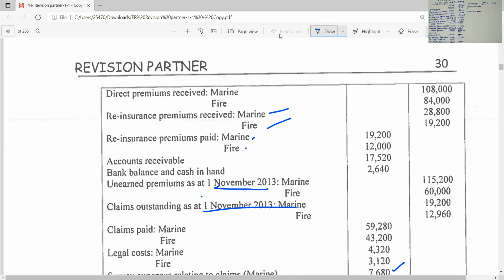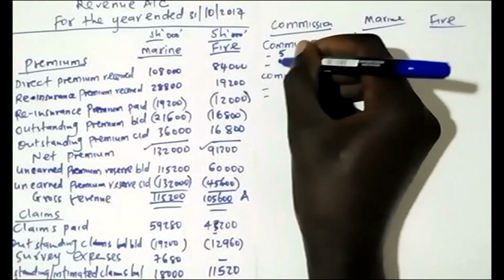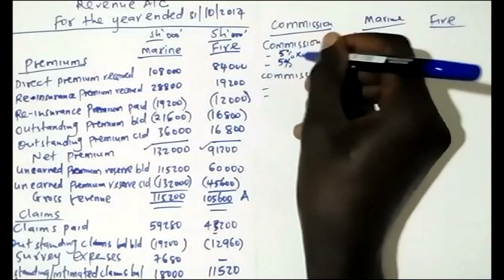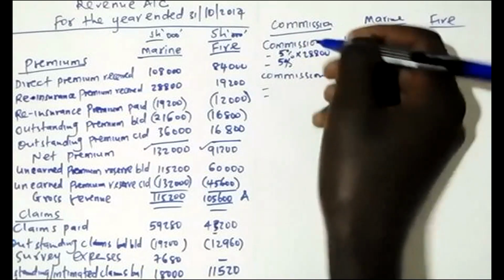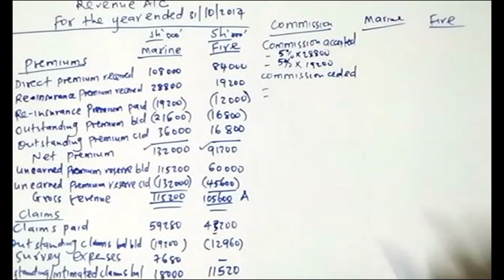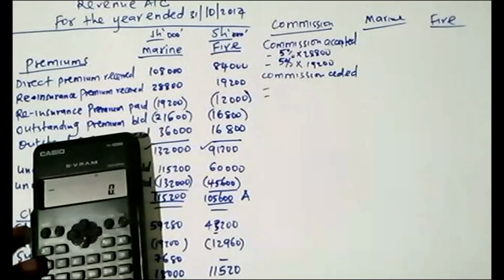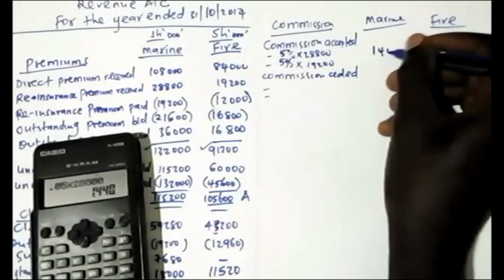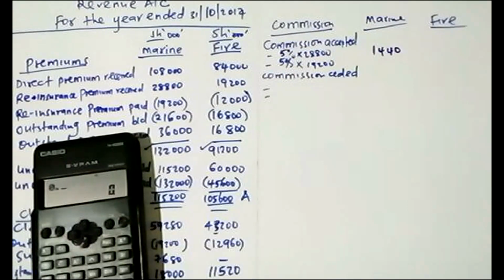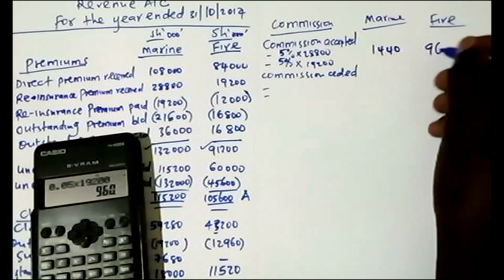So 5% of 28,800 and 19,200. We can do that 5% of those two figures. So that is 0.05 times 28,800, which is 1,440. And the next one will be 0.05 times 19,200. So this one will be 960.